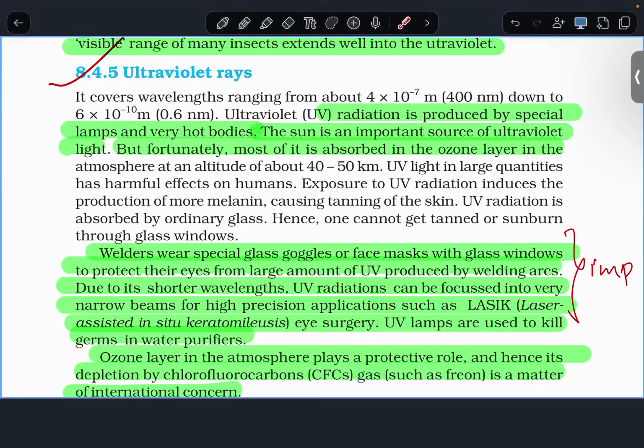They are produced by special lamps and very hot bodies. Sun is a source of UV radiation. You already know sunlight contains UV that is majorly filtered by the ozone layer, and that is basically protecting us from the exposure of UV radiation. Very hot bodies are basically sources for UV radiation. Right.